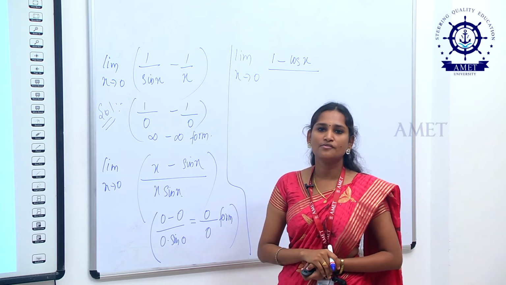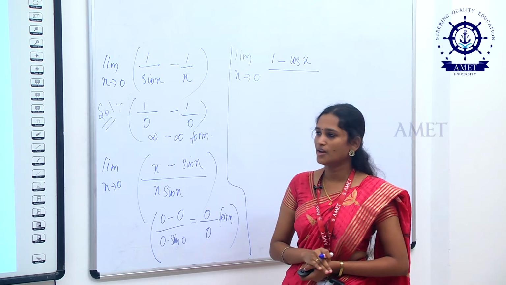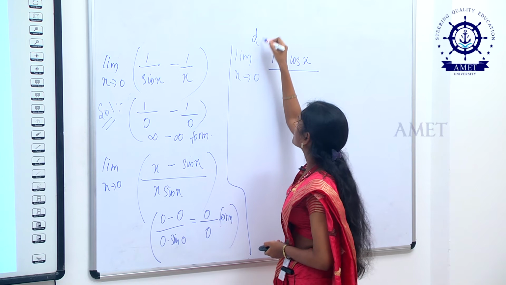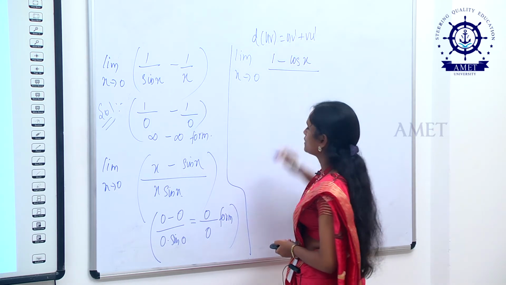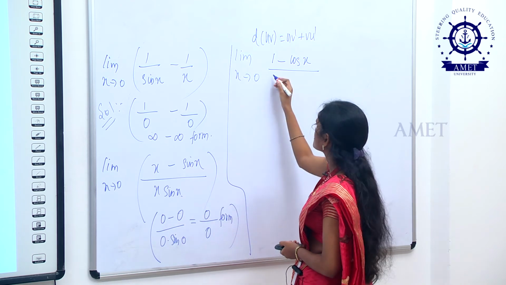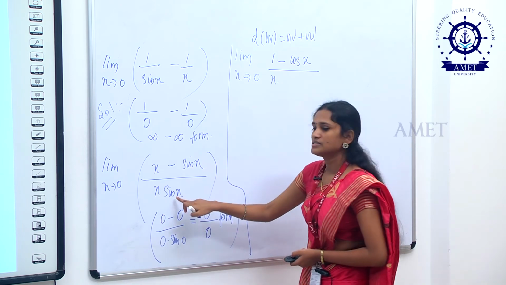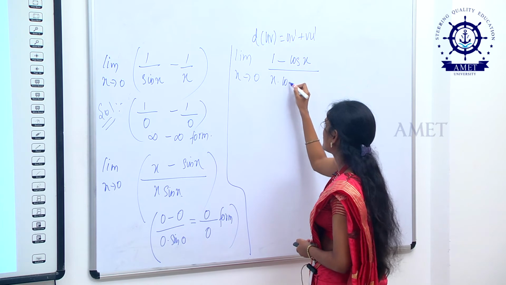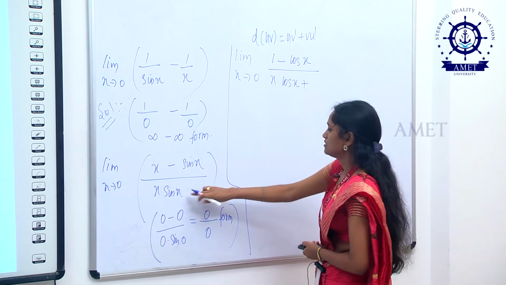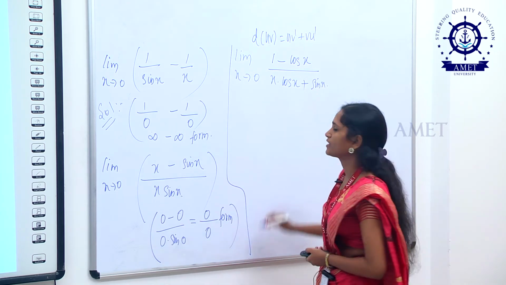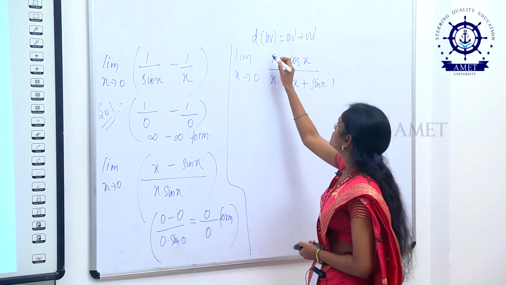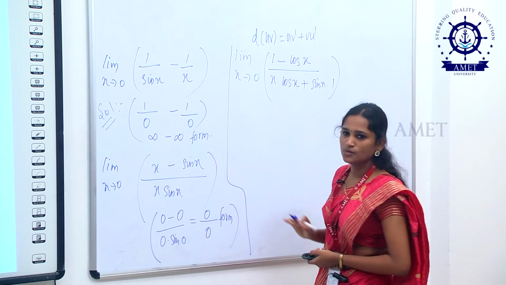Product of two functions means we use the formula: differentiation of uv is equal to u v dash plus v u dash. So here, using this formula, x into sin x differentiation is nothing but x cos x plus sin x into the differentiation of x with respect to x, which is nothing but 1. So this is the first differentiation over.